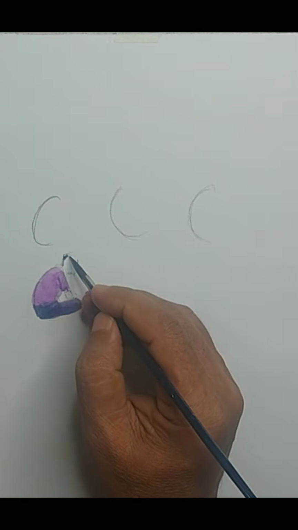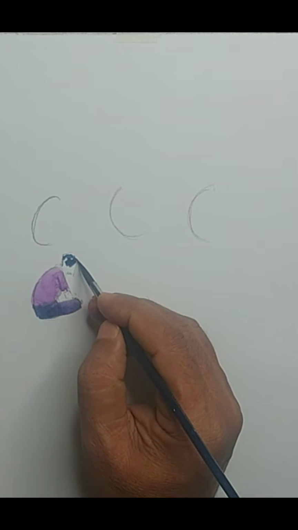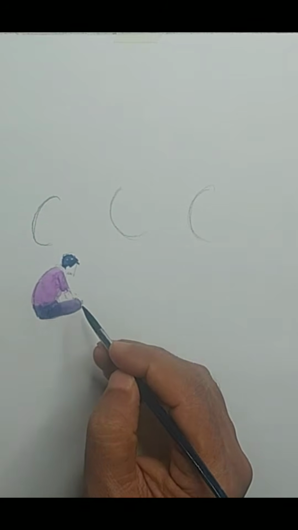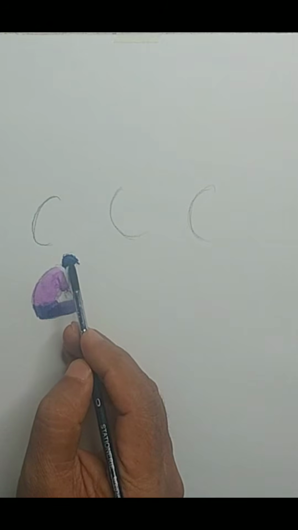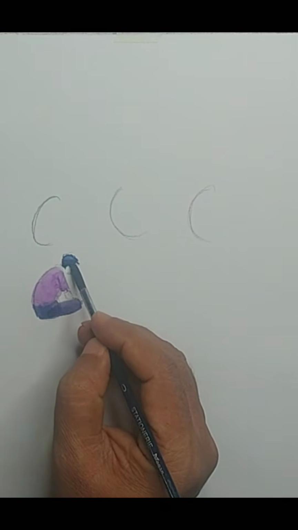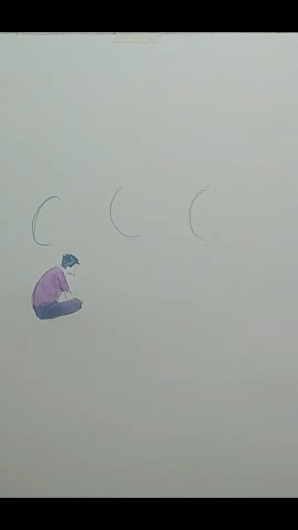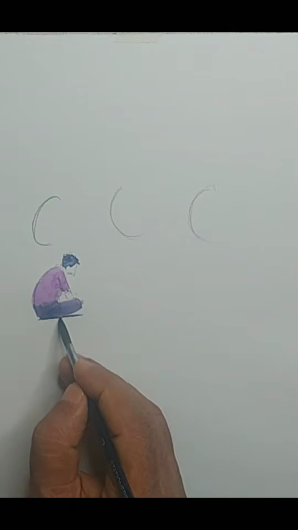If you haven't watched parts 1 and 2, where we developed ideas from alphabets A and B, please go ahead and watch those first so that you understand the entire process well. I have explained the process in detail in part 1, where we developed ideas from alphabet A.